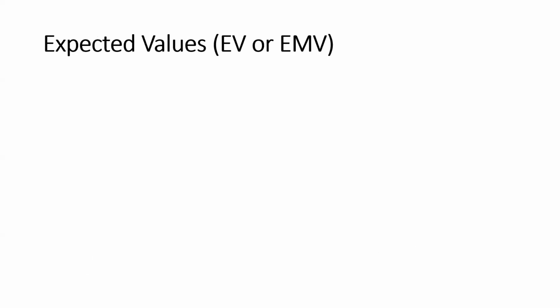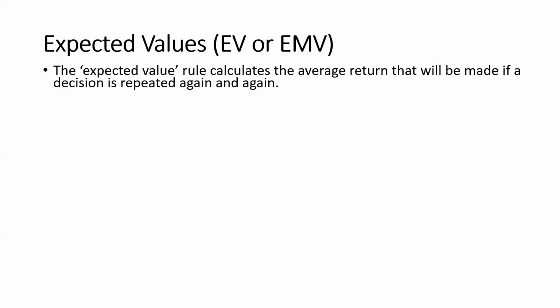So here, the first term we are going to identify is the expected value. In other words, it's known as EV or EMV. EMV means expected monetary value. The expected value rule calculates the average return that will be made if a decision is repeated again and again.